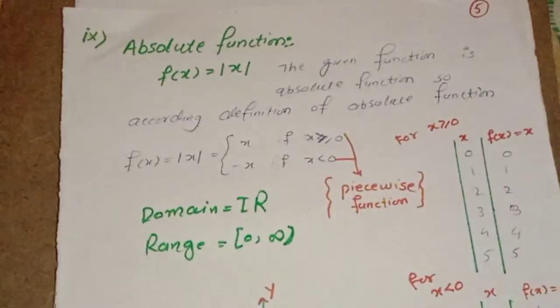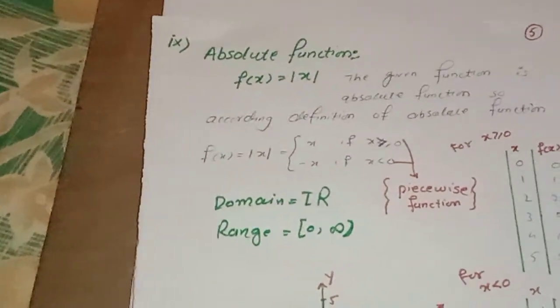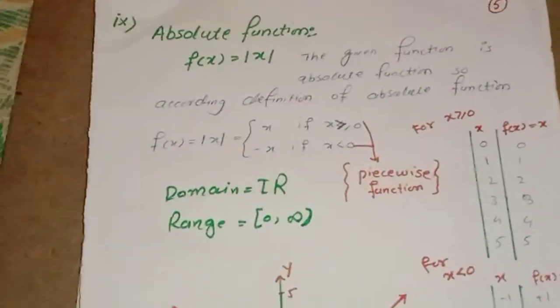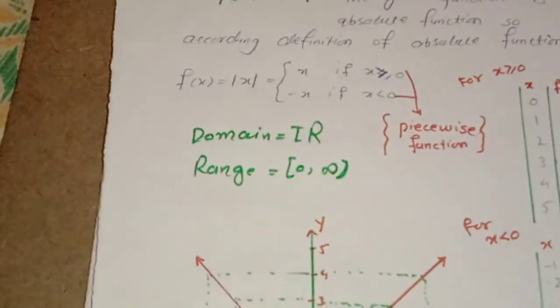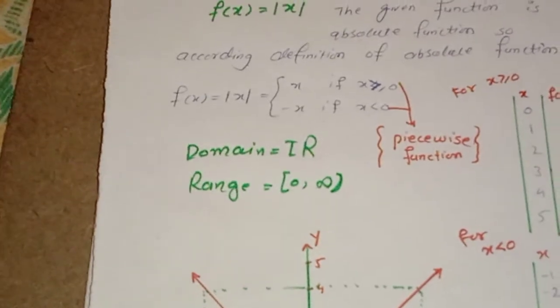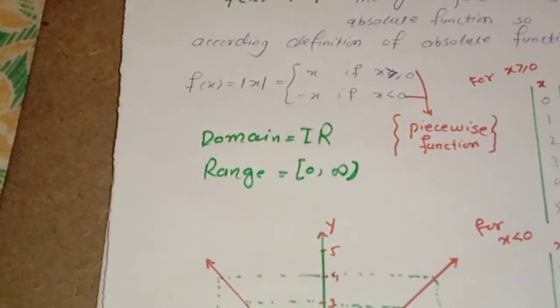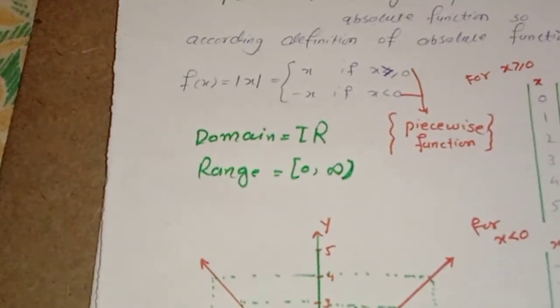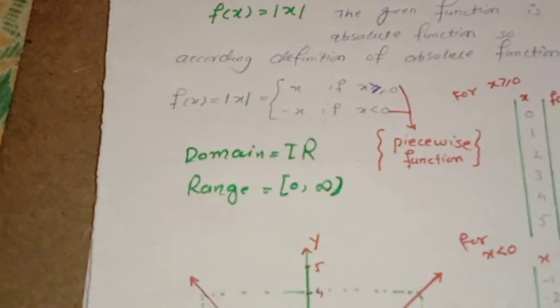Now the last function is the absolute value function, and we can also name it a piecewise function. So the given function is the absolute value function. According to the definition, the absolute value function always gives us a positive value. So by definition, if f(x) equals absolute value of x, it will give us x if x is greater than or equal to 0, and it will give minus x if x is less than 0.